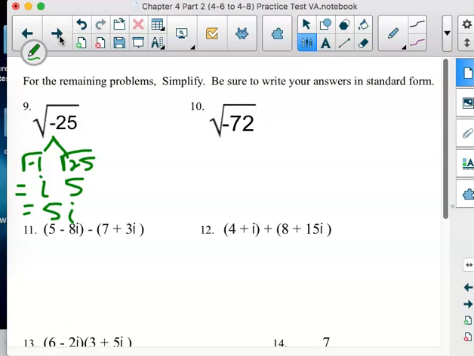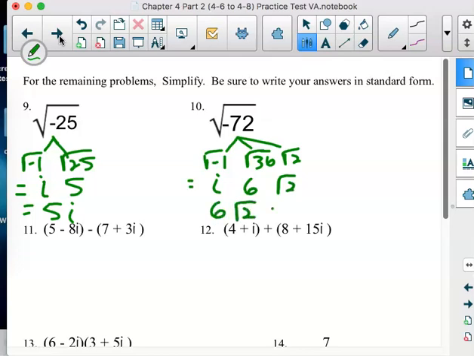Number 10. Got square root of negative 1, right? 72. Bigger. 36 and 2. Now, Paige, that doesn't mean you wouldn't have gotten there, because you probably would have noticed, oh, look, I got an 8. A 4 goes into 8, you know. So we have I and a 6 and a square root of 2. So 6 square roots of 2 and then an I hanging out in the back.